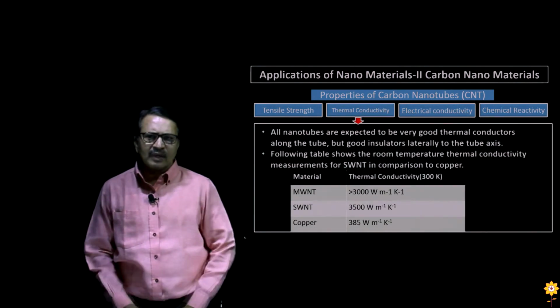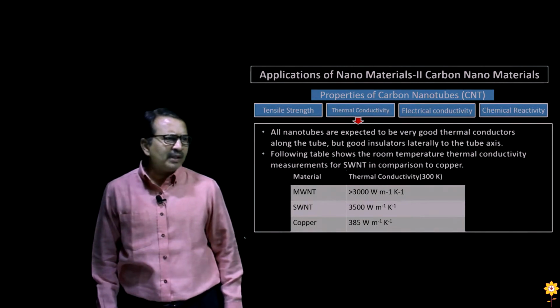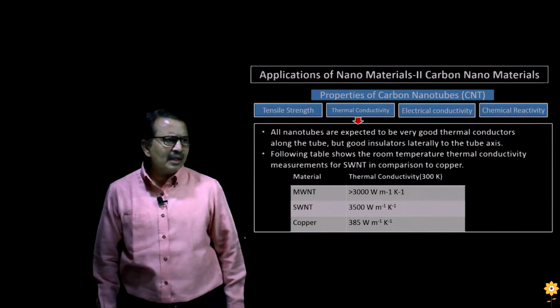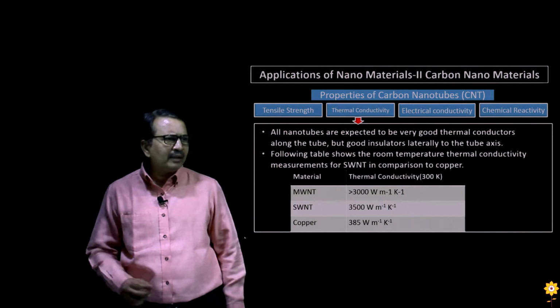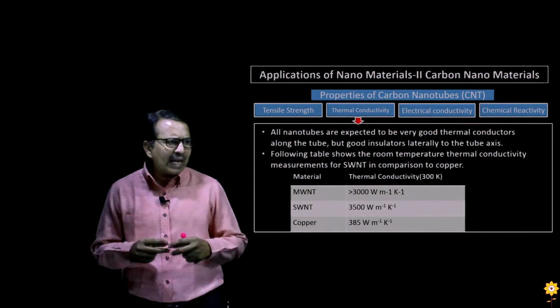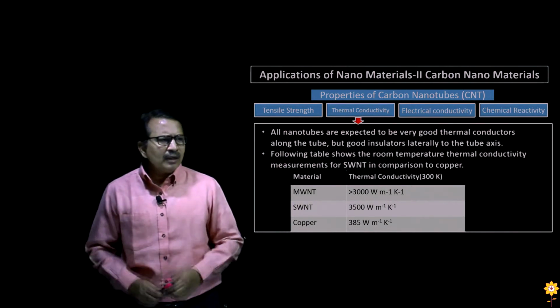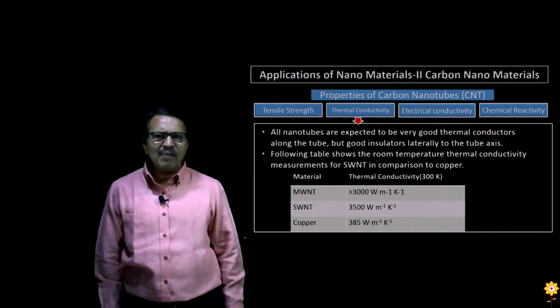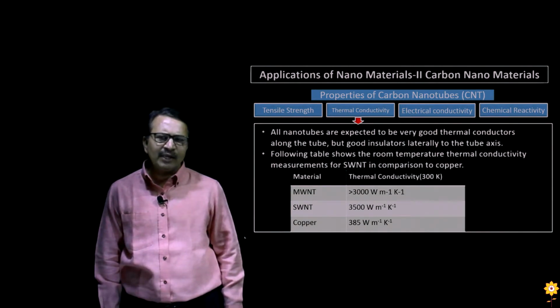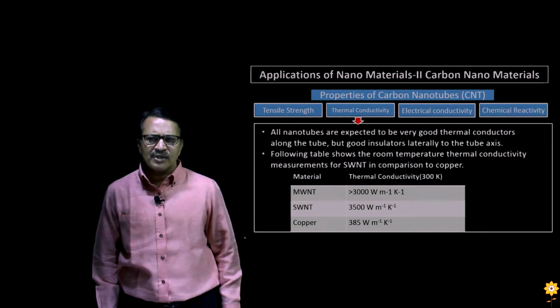All nanotubes, the carbon nanotubes, are expected to be very good thermal conductors along the tube, and they are actually good insulators laterally to the tube axis. Now the following table shows a comparison of the thermal conductivity values measured at room temperature as compared with that of copper.